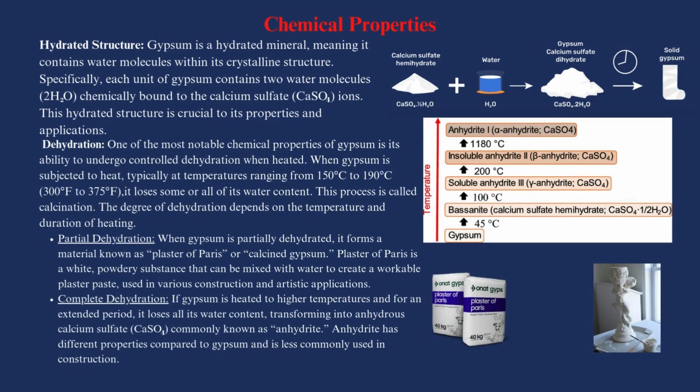Dehydration. One of the most notable chemical properties of gypsum is its ability to undergo controlled dehydration when heated. When gypsum is subjected to heat, typically at temperatures ranging from 150 degrees Celsius to 190 degrees C, it loses some or all of its water content. This process is called calcination. The degree of dehydration depends on the temperature and duration of heating.